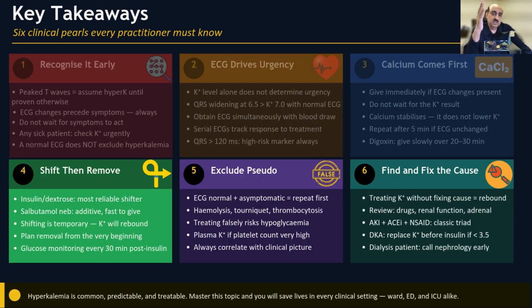After stabilization, the next key steps are shift and then remove. Both should work simultaneously while you're stabilizing. Insulin dextrose is the gold standard. Salbutamol nebs can buy you a crucial amount of time. Once you've done this, shifting is only temporary. The potassium will bounce back. So you need to have a definitive plan for removal of potassium from the body, plus looking at the causes.